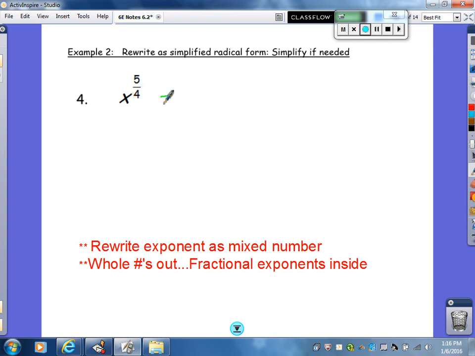So let's rewrite this. So the first step I'm going to do is rewrite my exponent as a mixed number. So that's going to be x to the 1 1/4. Now I can separate this into x to the first, x to the 1/4. Now I want my final answer to be in radical form. 1's a whole number, so that x stays out. 1/4 gets an index of 4. So that's simplified. You're looking for how many groups of 4 you have in 5. Okay? That's why we changed it to a mixed number. All right, let's look at another one.